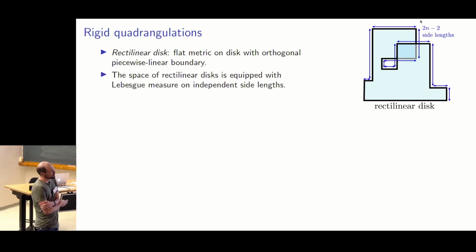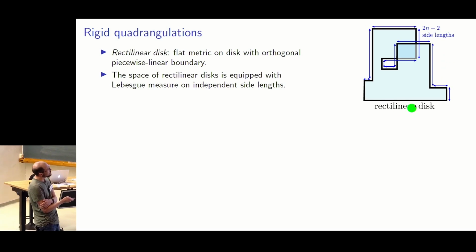So suppose we would like to understand the family of all these rectilinear disks. Then locally we can parameterize them by specifying the side lengths of the disk. If I have 2n sides, I need to specify 2n minus 2 of them, because the last two sides will be determined. Okay. So that means that the moduli space of rectilinear disks is naturally equipped, say, with the Lebesgue measure on the independent side lengths.